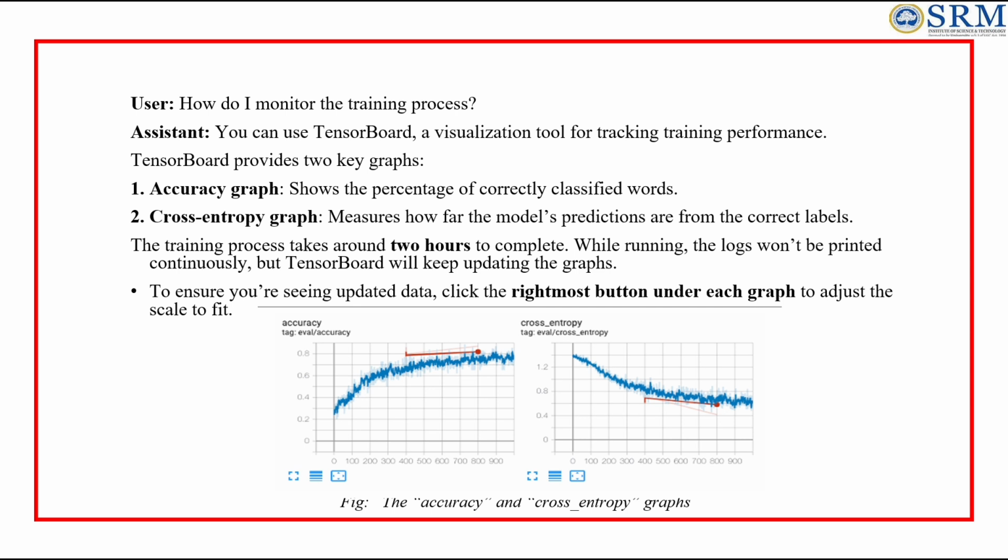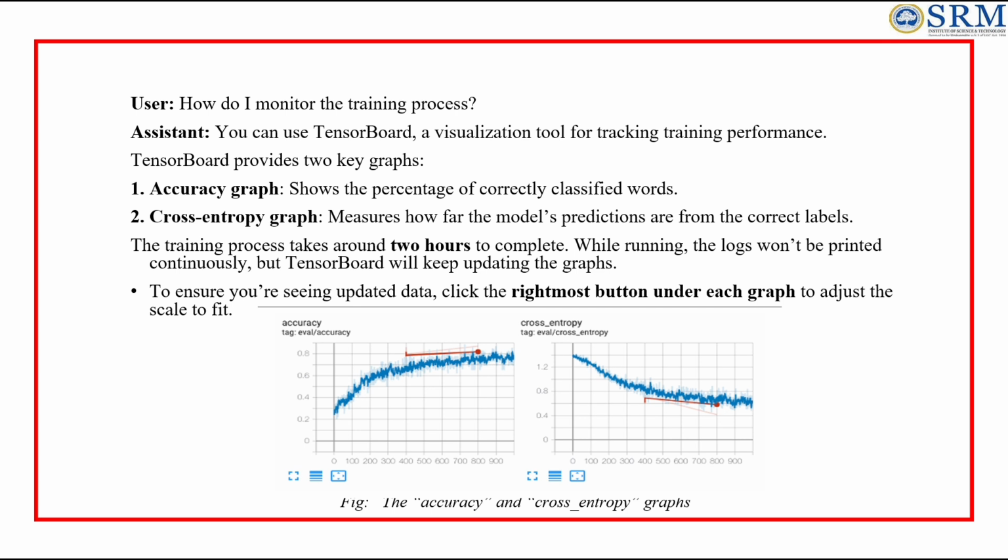User question: how do I monitor the training process? You can use TensorBoard as a visualization tool for tracking the training performance. TensorBoard provides two key graphs. One, accuracy graph. It shows the percentage of correct predictions. Two, cross-entropy graph. It measures how far the model predictions are from the correct labels. The training process takes around 2 hours to complete.